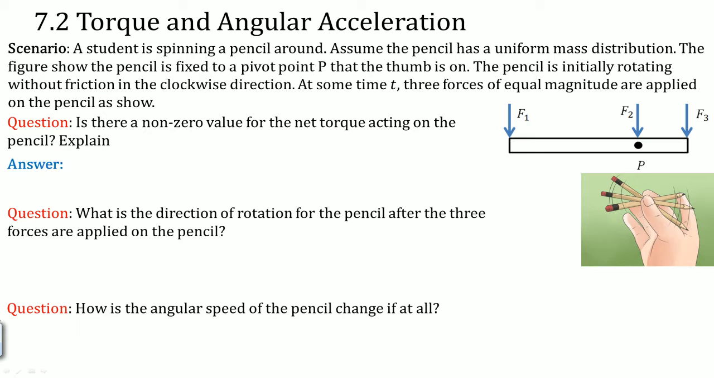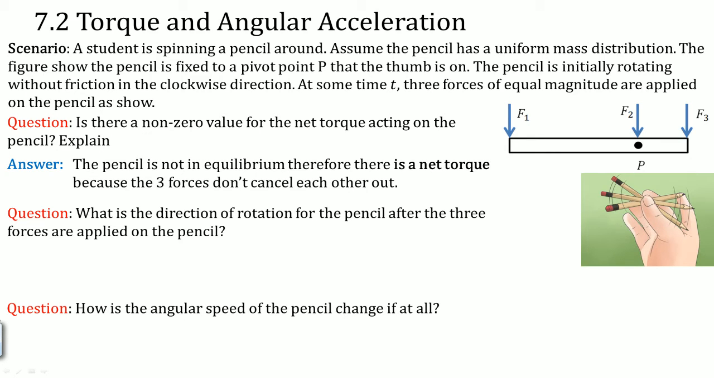The answer. The pencil is not in equilibrium. It's still moving. Therefore, there is a net torque. So there is a non-zero value for the net torque because all three forces here don't cancel each other out.